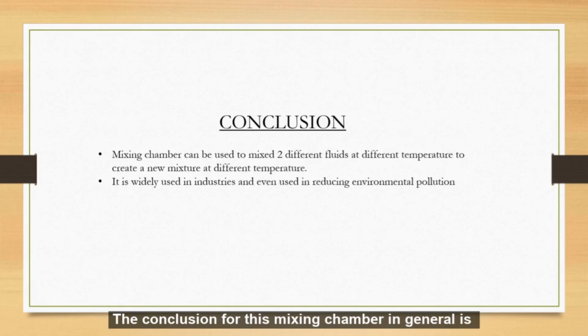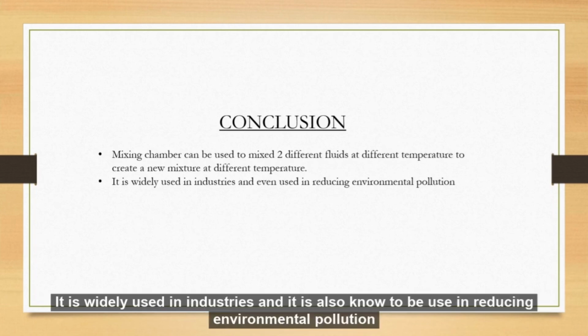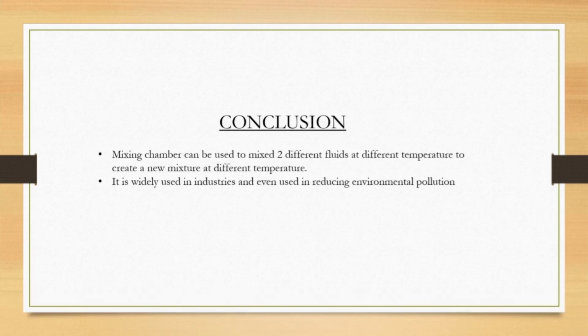So the conclusion for this mixing chamber in general is that it is used to mix two different liquids at different temperatures in different flows to create a new mixture at a different temperature and a different composition. It is widely used in industries, and it is also known to be used in reducing environmental pollution, where they combine two types of harmful gases to produce one unharmful gas to be released to the environment.